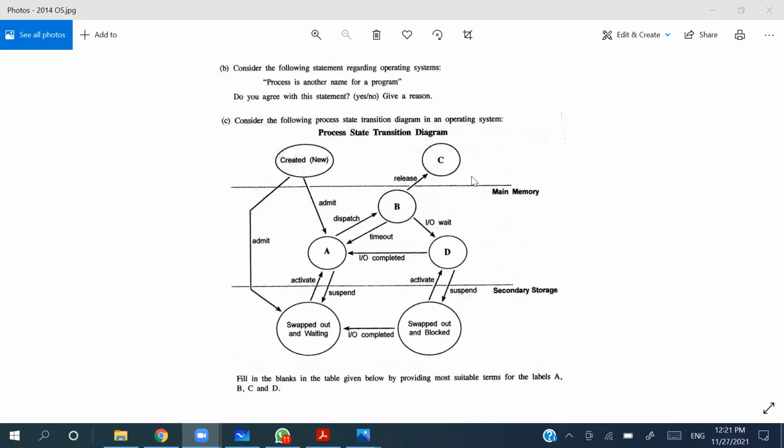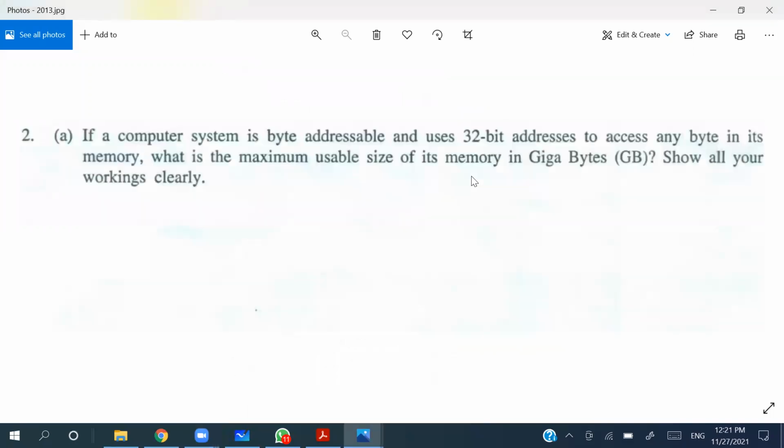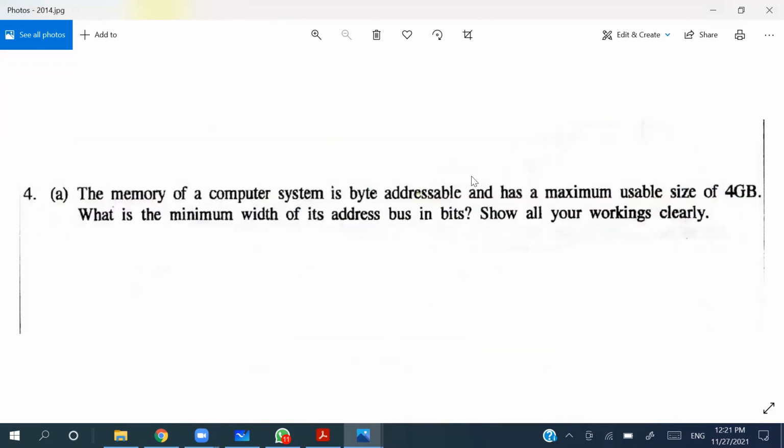Right. Sachintani, I received yours. Yes, Sachintani, be careful. They are asking the minimum width of its address bus in bits.